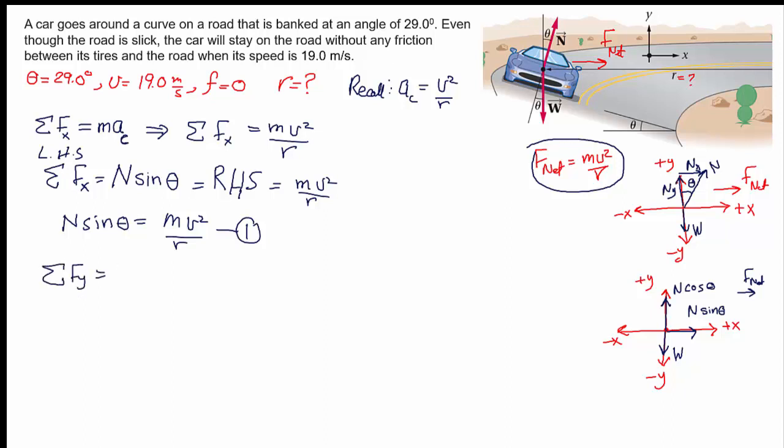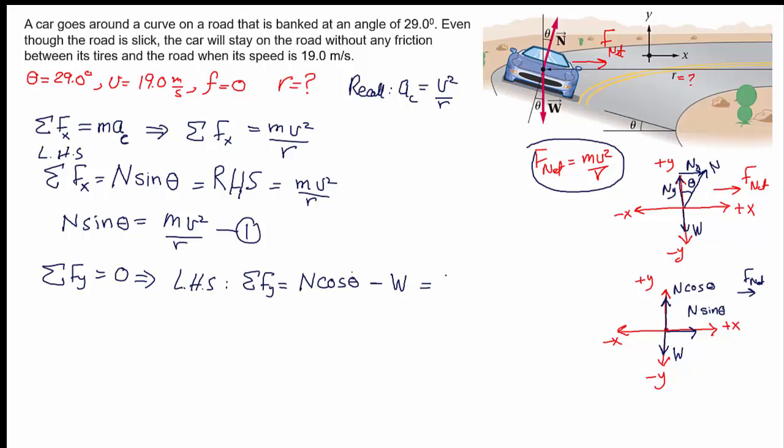Now in the y direction, the object, which is the car here, is not moving. There is no vertical motion. So the sum of the forces in the y direction is 0. And now we take the left-hand side, that is the sum of the forces in the y direction. And the forces in the y direction are two. You have n cosine theta upward, and we have the weight downward. So it's n cosine theta minus the weight. This is equal to the right-hand side, which is 0.